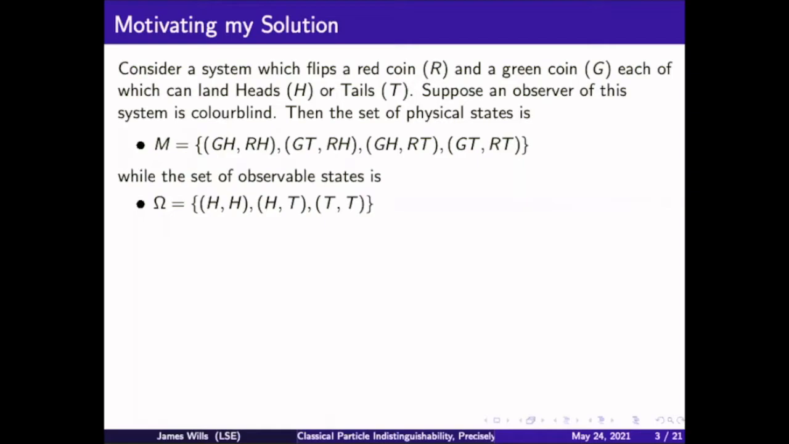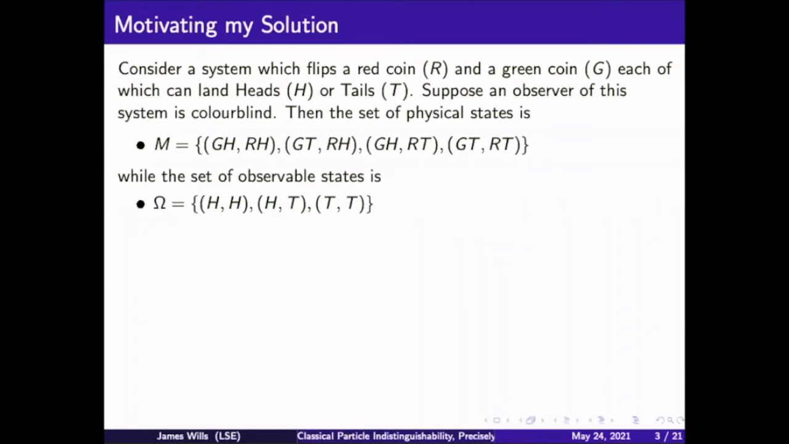Now, the set of physical states is represented by this space M, and we can see that it has 4 points, representing the case where we have green and red both heads, green and red both tails, and then green tails, red heads, green heads, red tails. But for the colorblind observer, the set of observable states is given by this set omega. And of course, if you can't tell the difference between red and green, all you're going to observe is heads, heads, heads, tails, and tails, tails.